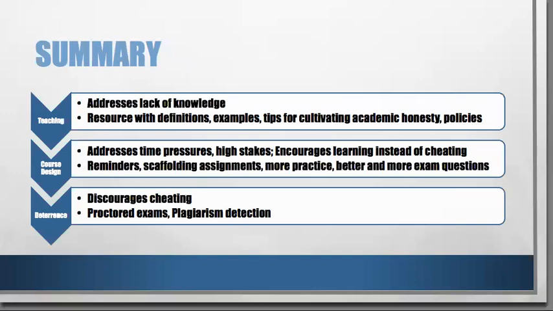In summary, while most students don't cheat, those that do usually do so for reasons such as a lack of knowledge about what counts as cheating and plagiarism, time pressures, and high-stakes assessment stresses. To cultivate a climate of academic honesty, a three-pronged approach that focuses on teaching to reduce inadvertent cheating, and course design strategies to minimize stress that might lead to cheating, as well as deterrence measures, are the best approach.